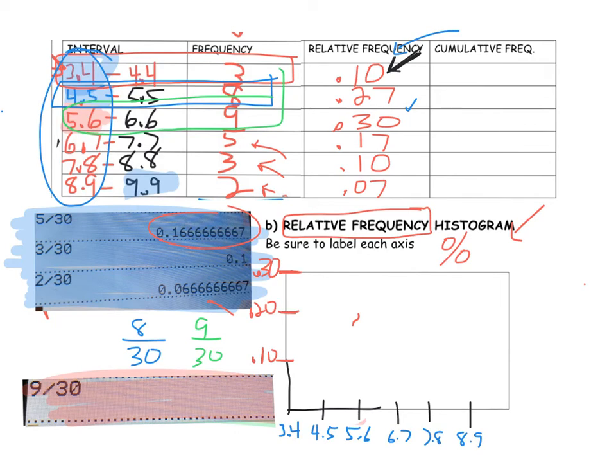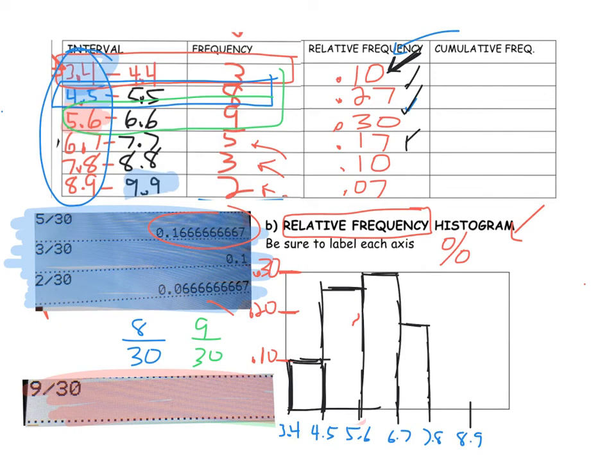For the first interval, the relative frequency is 10%, so I'll go up to 10%. The second interval is 0.27, so that's almost up to 0.30. So there's my second interval. The third interval is 0.30, so I'll go all the way up to the top. Then I have 0.17, so 17% for the fourth interval. 10% again for the fifth interval. And the sixth interval is 7%, so I'll go a little bit less than 10% to construct that. So that's how we're going to construct a relative frequency histogram for statistics.